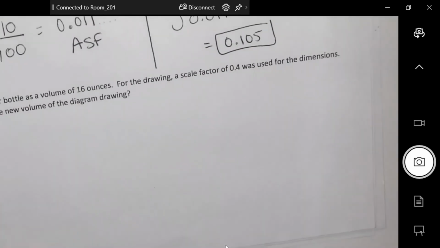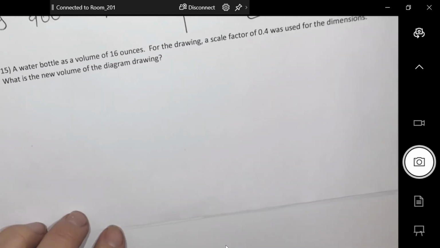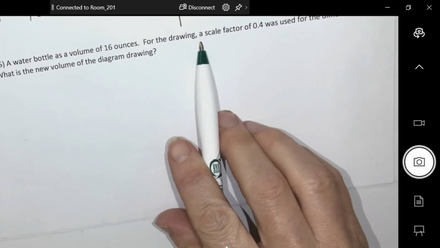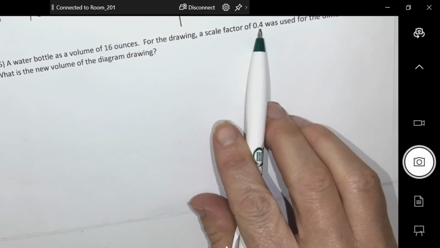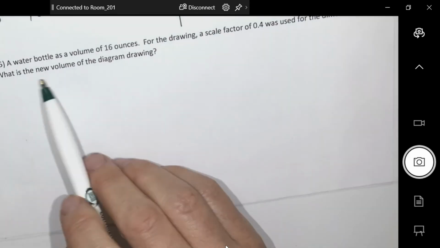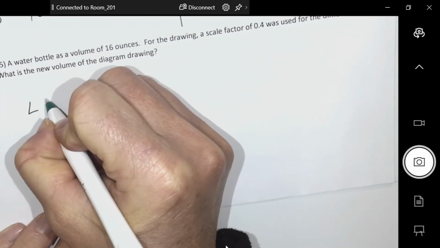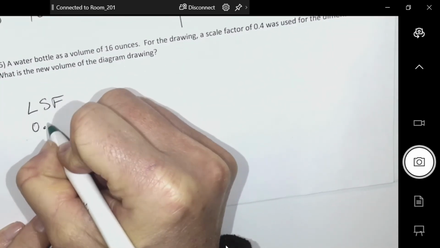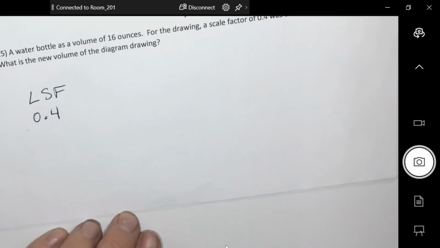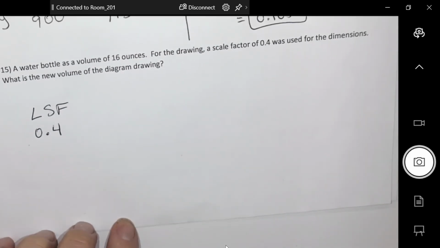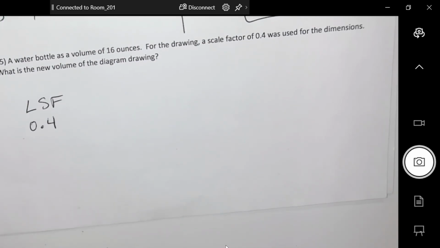Okay, couple left. I think we're probably going to tackle some volume here. A water bottle has a volume of 16 ounces. For the drawing, a scale factor of 0.4 was used for the dimensions. What's the new volume? Okay, so here's what I know. 0.4 was the scale factor on the dimensions. So that's just the linear stuff.